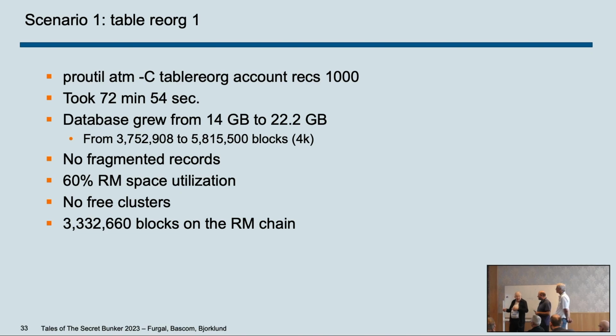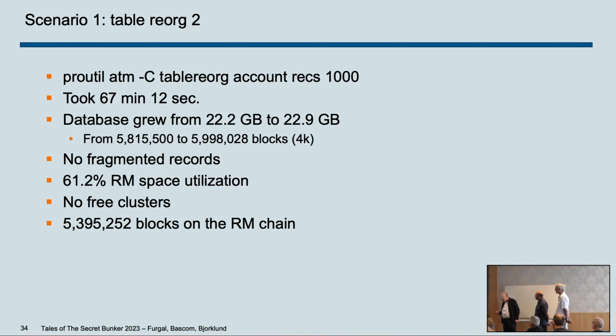The RM chain now has a lot of records, a lot of blocks on it. So again, we haven't really accomplished anything except made the database bigger and the RM chain longer. But there's no fragmentation. Now, as I mentioned earlier, these records are small, so there's not much opportunity for fragmentation either.